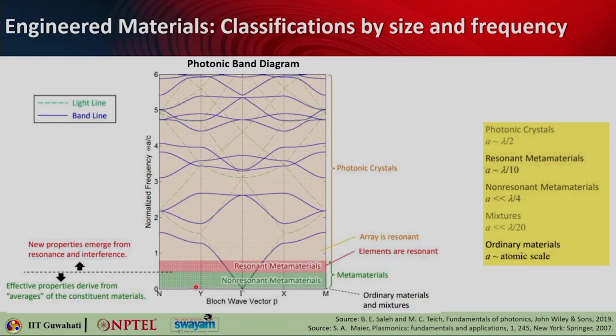So this is the case, and if you look into this line far more finely, you will see that this is basically the boundary between the non-resonant and the resonant metamaterials. When you go to resonant metamaterials, new properties emerge from the resonance and the interference effects. So keep this table in mind, that will help you to understand the length scale when someone talks about photonic crystal, resonant metamaterials, non-resonant metamaterials, mixtures, and all these things.